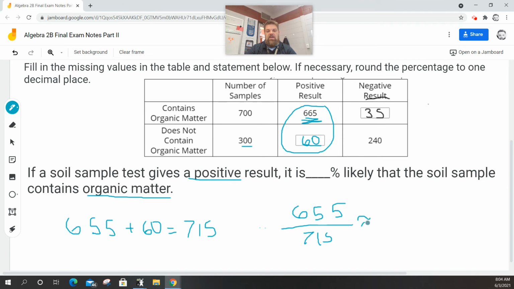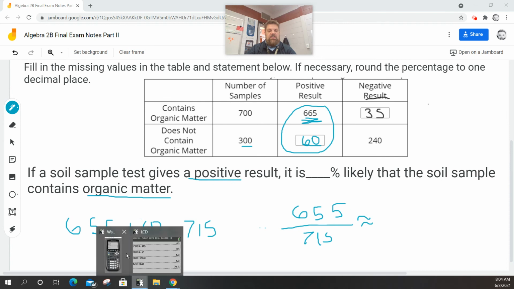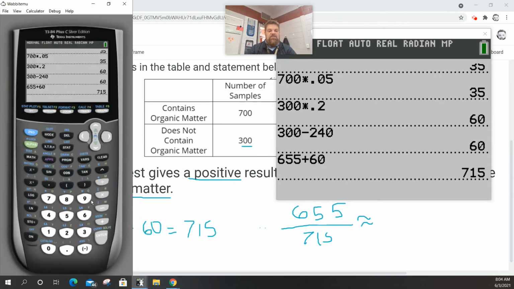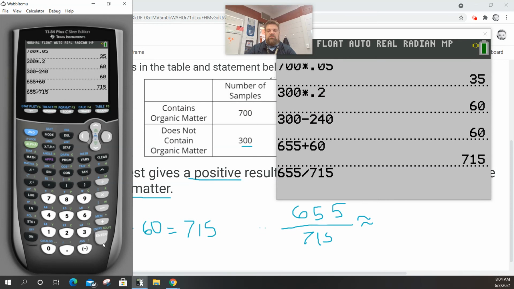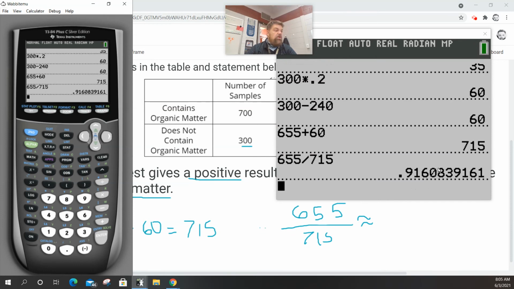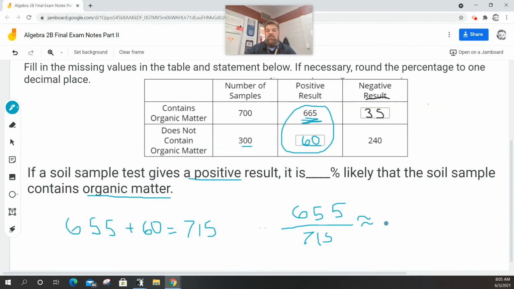All right, and we're going to round this to the nearest decimal. So if I take 655 and divide that by 715, I get 91.6. It says we can round it to the 10th. So I would say approximately 91.7%. And that's it.